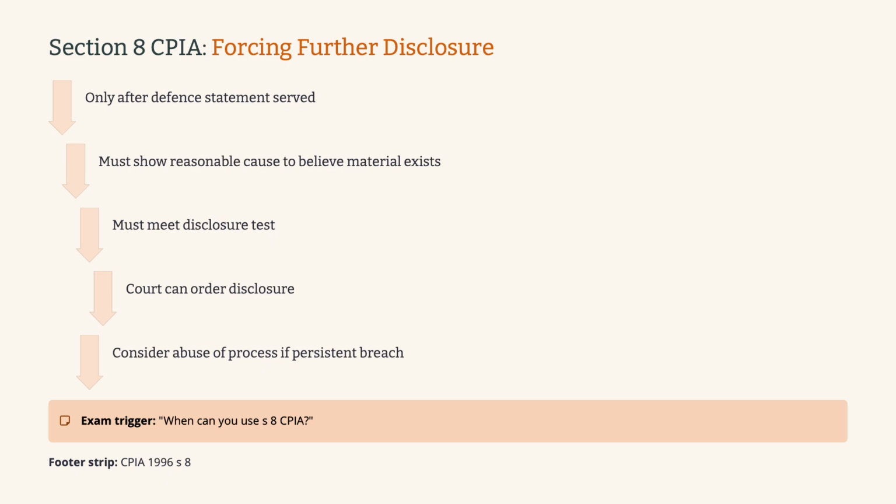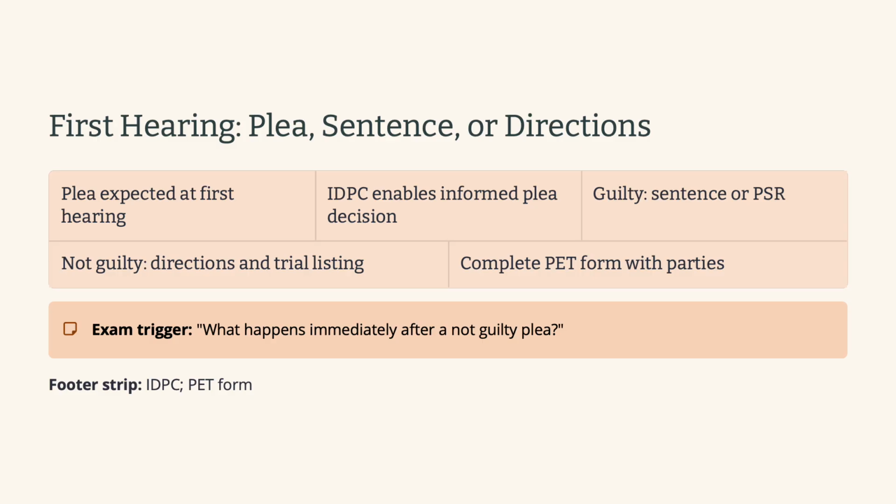Fifth, if there is persistent failure to disclose material that should have been disclosed, consider applying to stay the proceedings for abuse of process. Serious disclosure breaches can render a trial unfair. So that's all you need to keep in mind. In exam, they can ask, when can you use Section 8? So you should keep all these conditions in mind before triggering Section 8 of CPIA.